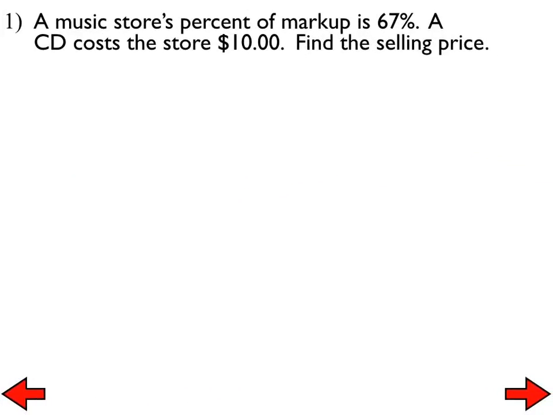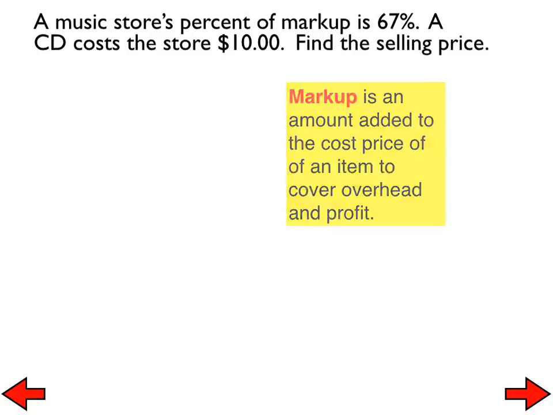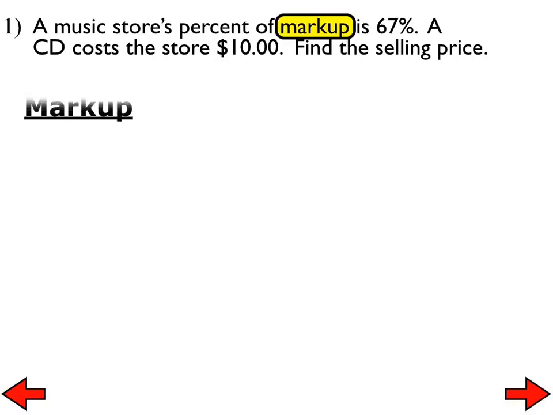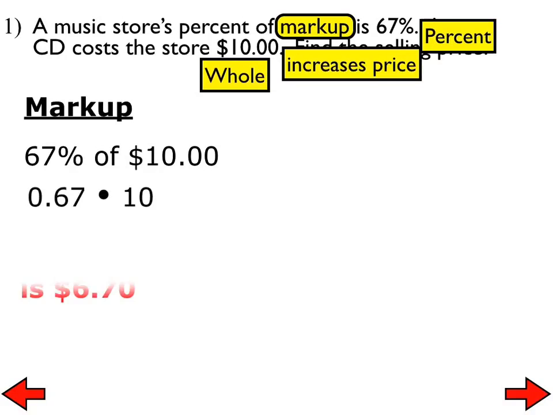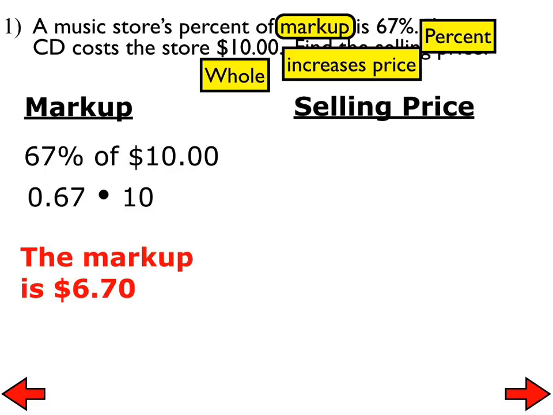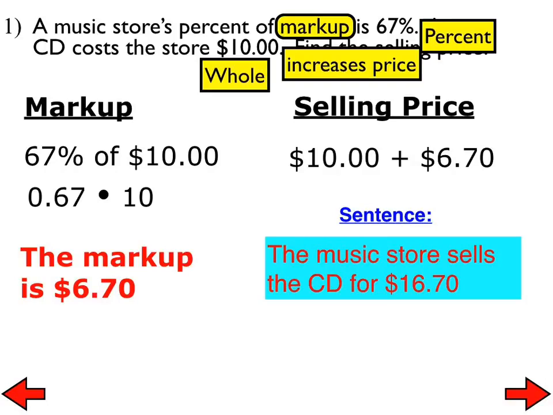So, number 1, it's going to be exactly the same problem as yesterday. You do not have to write anything down in the first left-hand column. I'm just going to review really quick what we did yesterday. You do not have to write it down, because we already did it yesterday. Markup is extra money you're paying. So we found markup first, which was $6.70. Then to find selling price, to see how much you're paying, you have to add it back to the 10. So your final answer would be $16.70, right?